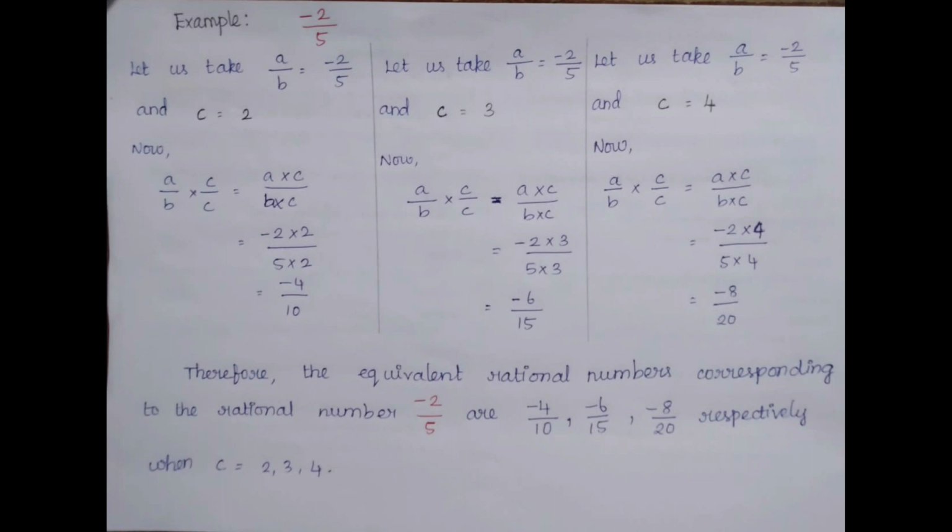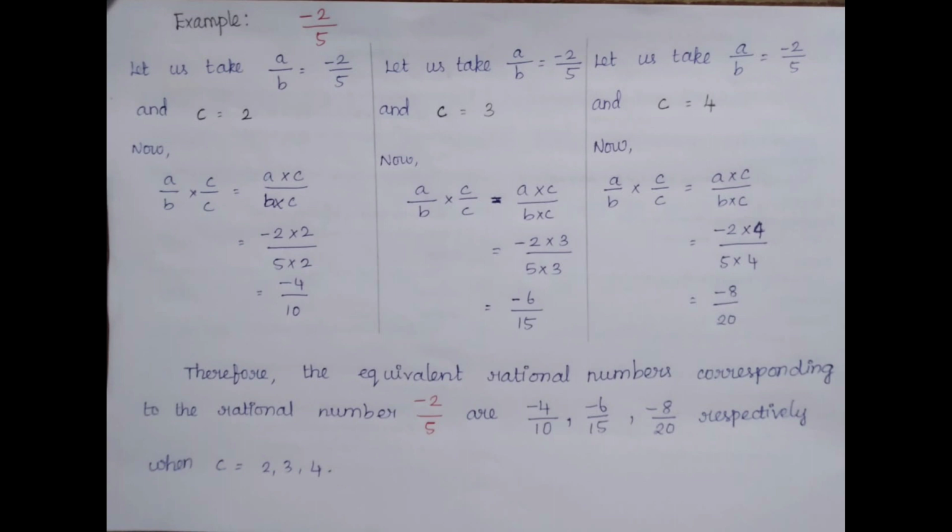We have to find equivalent rational numbers for the fraction minus 2 by 5. Let us take a by b is equal to minus 2 by 5 and c is equal to 2. In the same way as we have done before, we have to multiply c with a by b. If we multiply 2 with the rational number minus 2 by 5, we get minus 2 into 2 divided by 5 into 2, which is equal to minus 4 by 10. We have got an equivalent fraction when we take c is equal to 2.